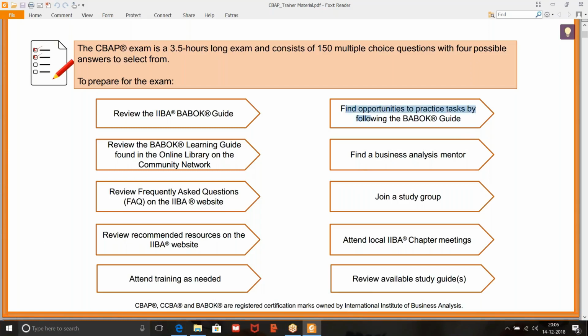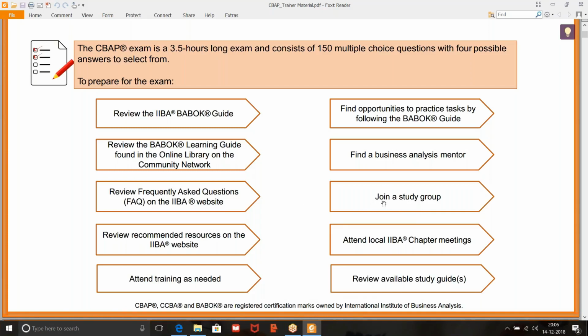This is important because if you start relating your learning to your doing, it helps to reinforce that learning. Find a BA mentor. I don't think you would require that because you're already pretty experienced. Right, so not required.